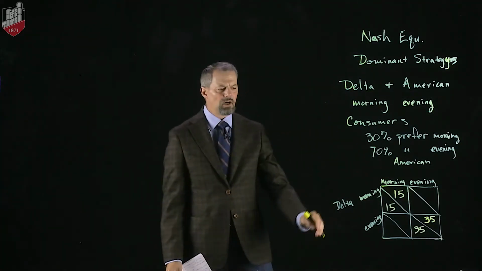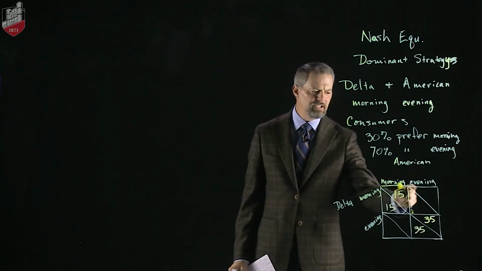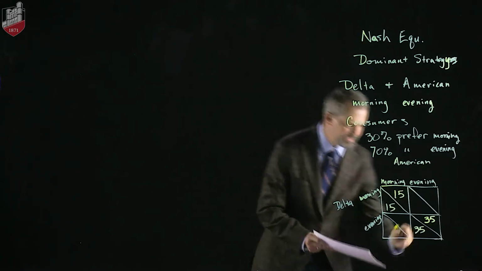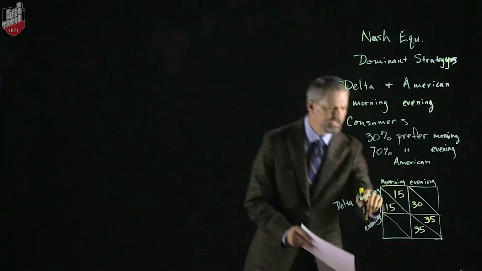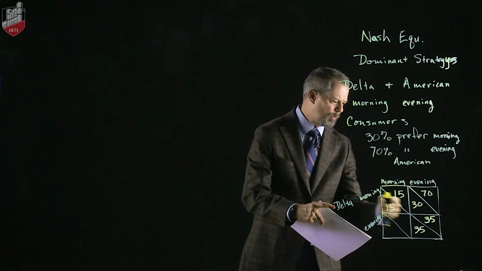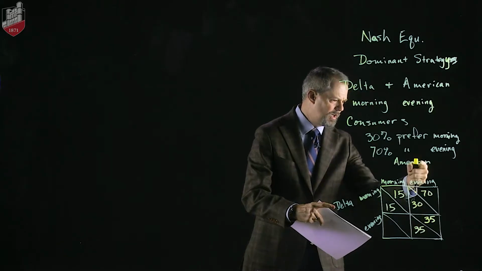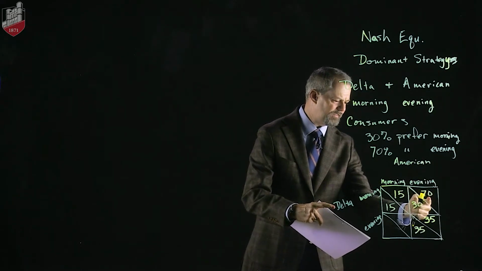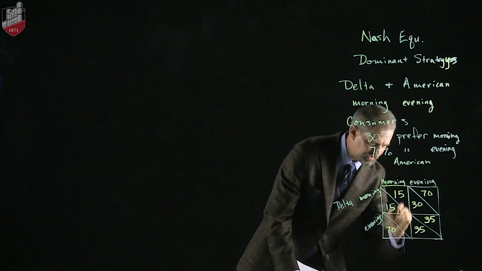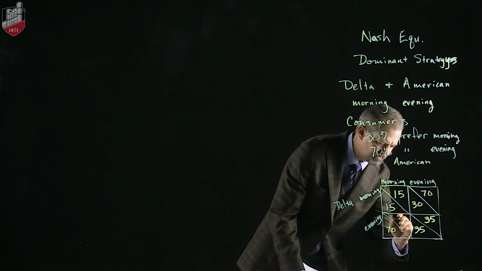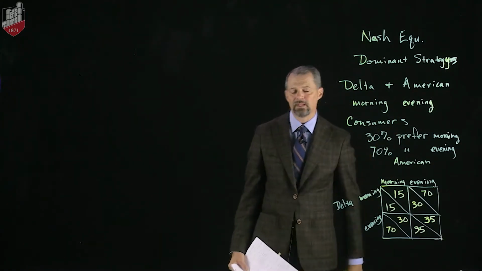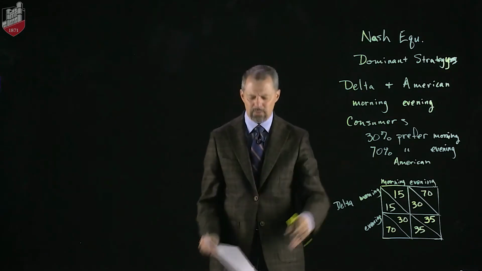But now, if one of them leaves in the morning and the other one leaves in the evening, then the one that leaves in the morning is going to get the 30%, and the one that leaves in the evening is going to get the 70. So what I've got here is Delta leaving in the morning, they get 30% of the market. American leaves in the evening, they get 70%. If Delta leaves in the evening, they're going to get the 70%, and American, which is leaving in the morning, would get the 30%. So there's the payoffs depending upon the strategies that are chosen by each of our 2 players.